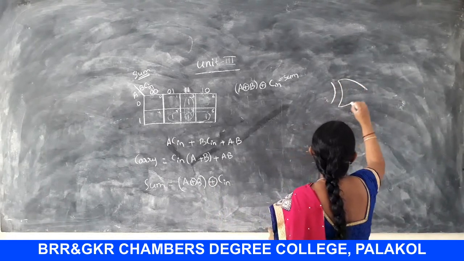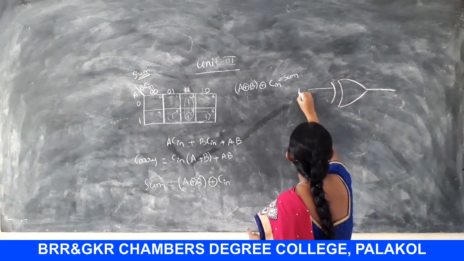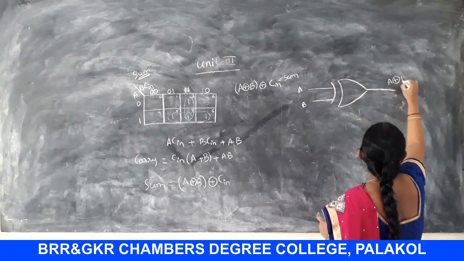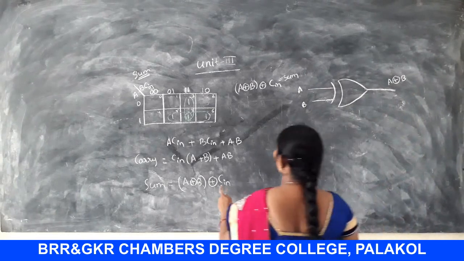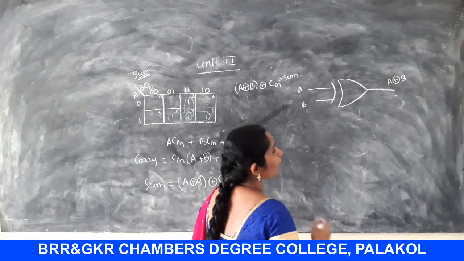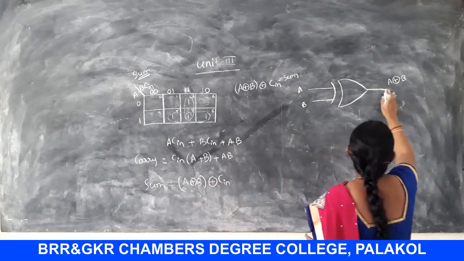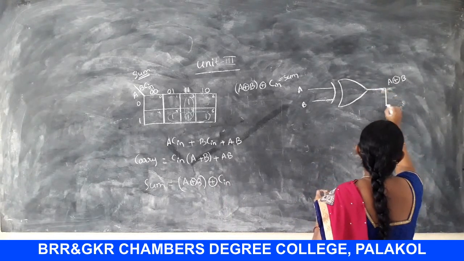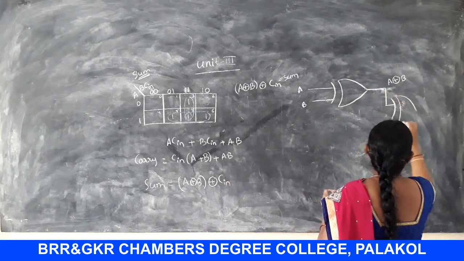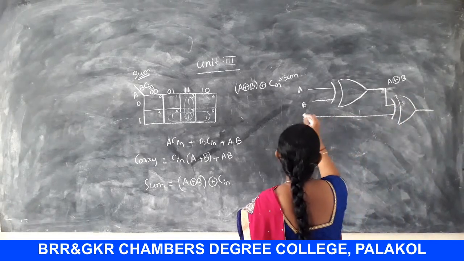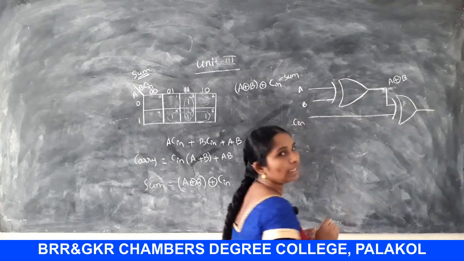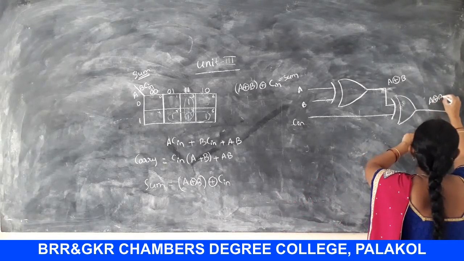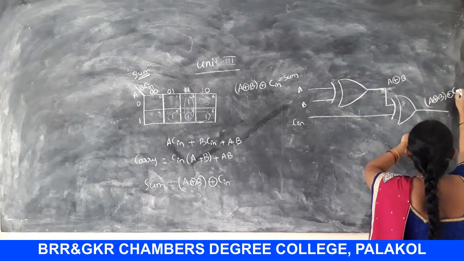So here this is the XOR symbol. This is A and this is B. It is A XOR B. Okay. So next, A XOR B is XOR with Cin. So that's why I consider another Cin here. So this is the sum result. This is A XOR B XOR with Cin.